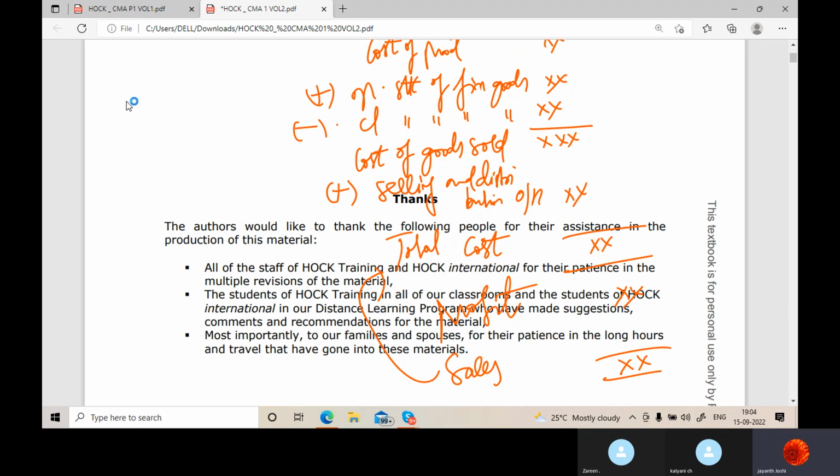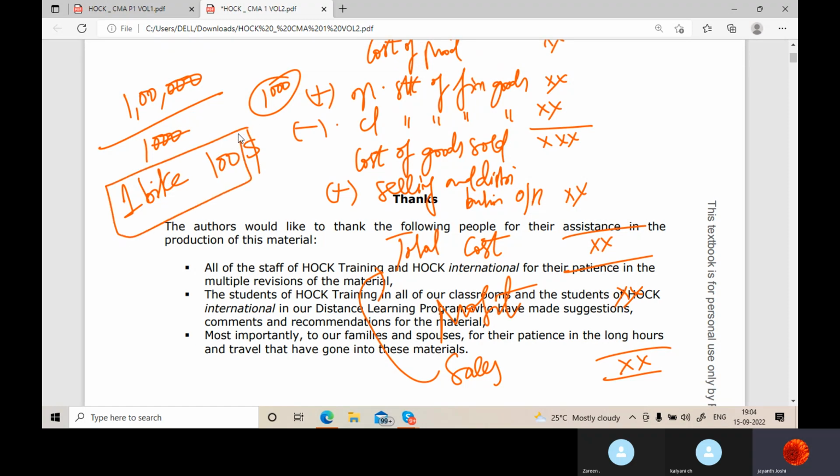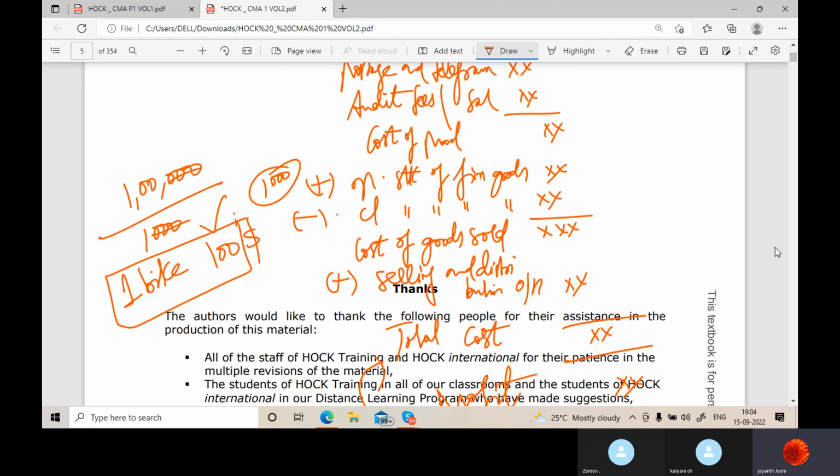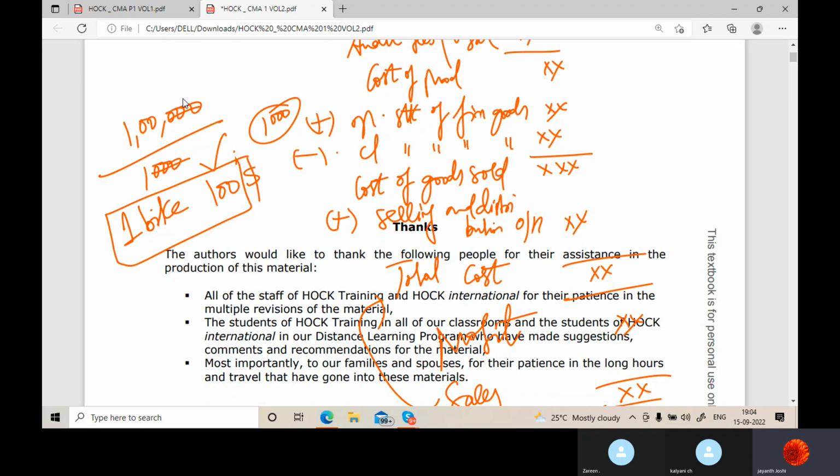So suppose we get the total cost as 1 lakh, and we want to make 1,000 units, let's say. So we will divide by 1,000. One bike is going to cost us how much? $100. One bike is going to cost us $100. 1 lakh is the total cost of the 1,000 bikes we want to make.